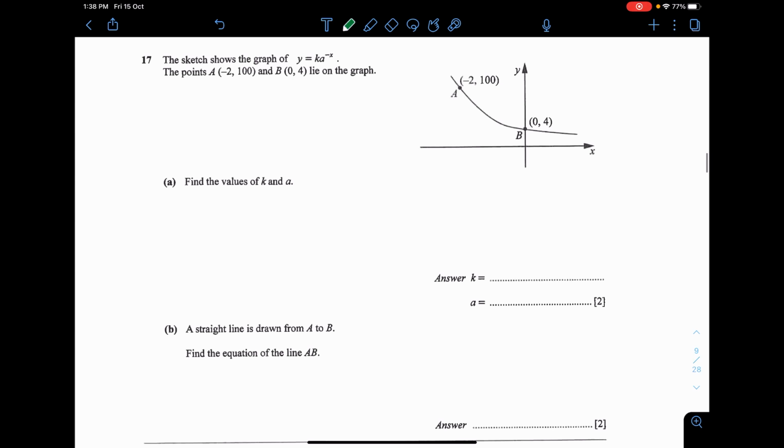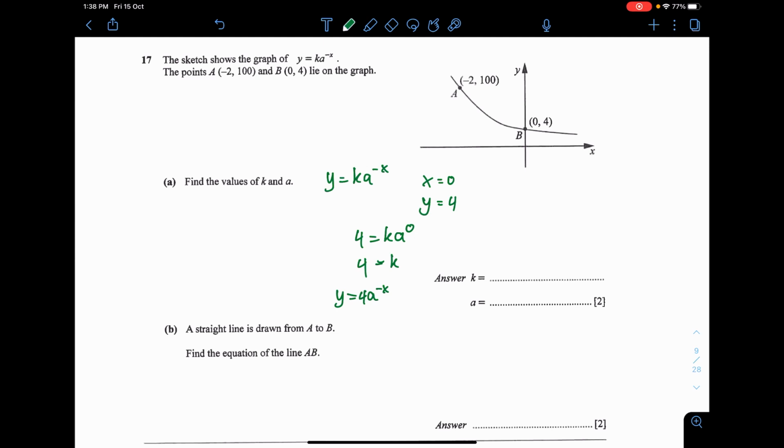The sketch shows that points A and B are on the graph. Find the values of k and a. If y equals k times a to the power of negative x, you can sub in the points that you know are on the curve. So I'm going to sub in x equals 0 and y equals 4. I get 4 equals k multiplied by a to the power of 0. A to the power of 0 is 1, so k is actually 4. So y equals 4a to the power of negative x.